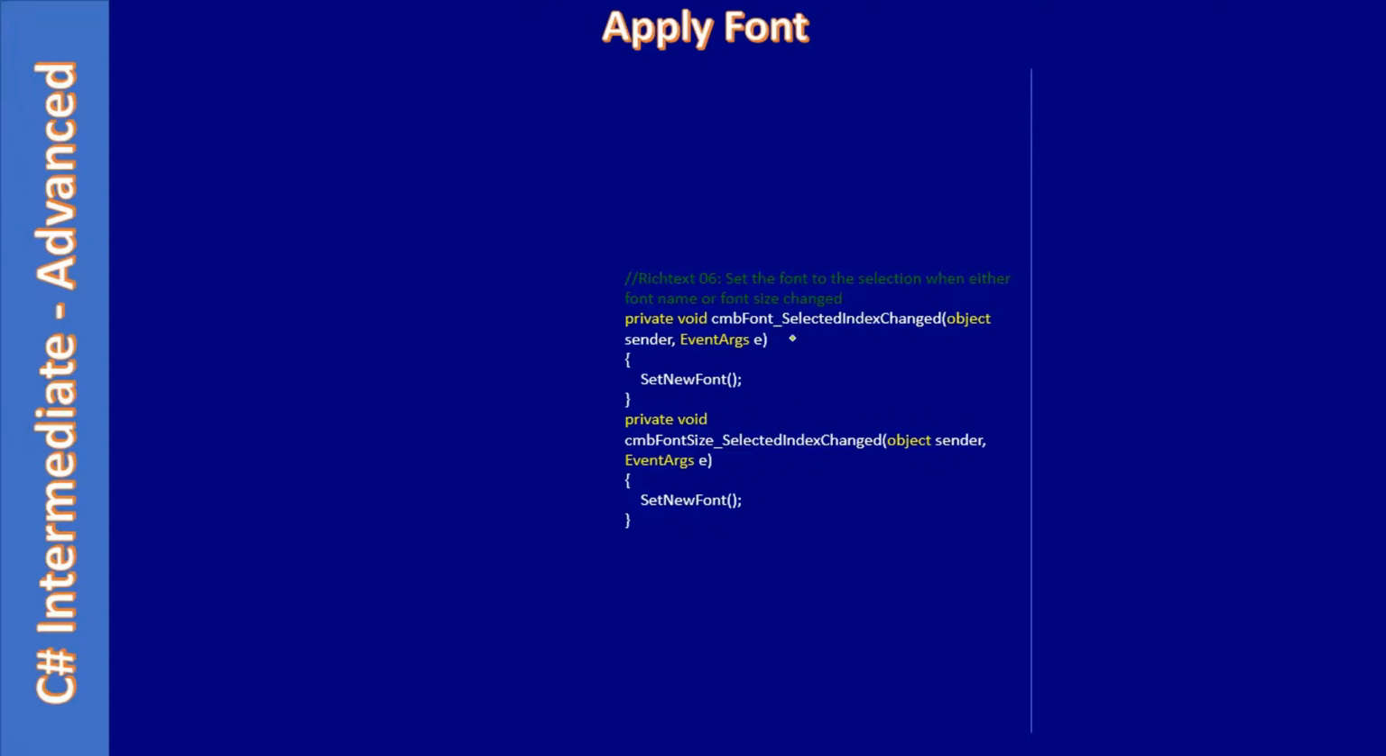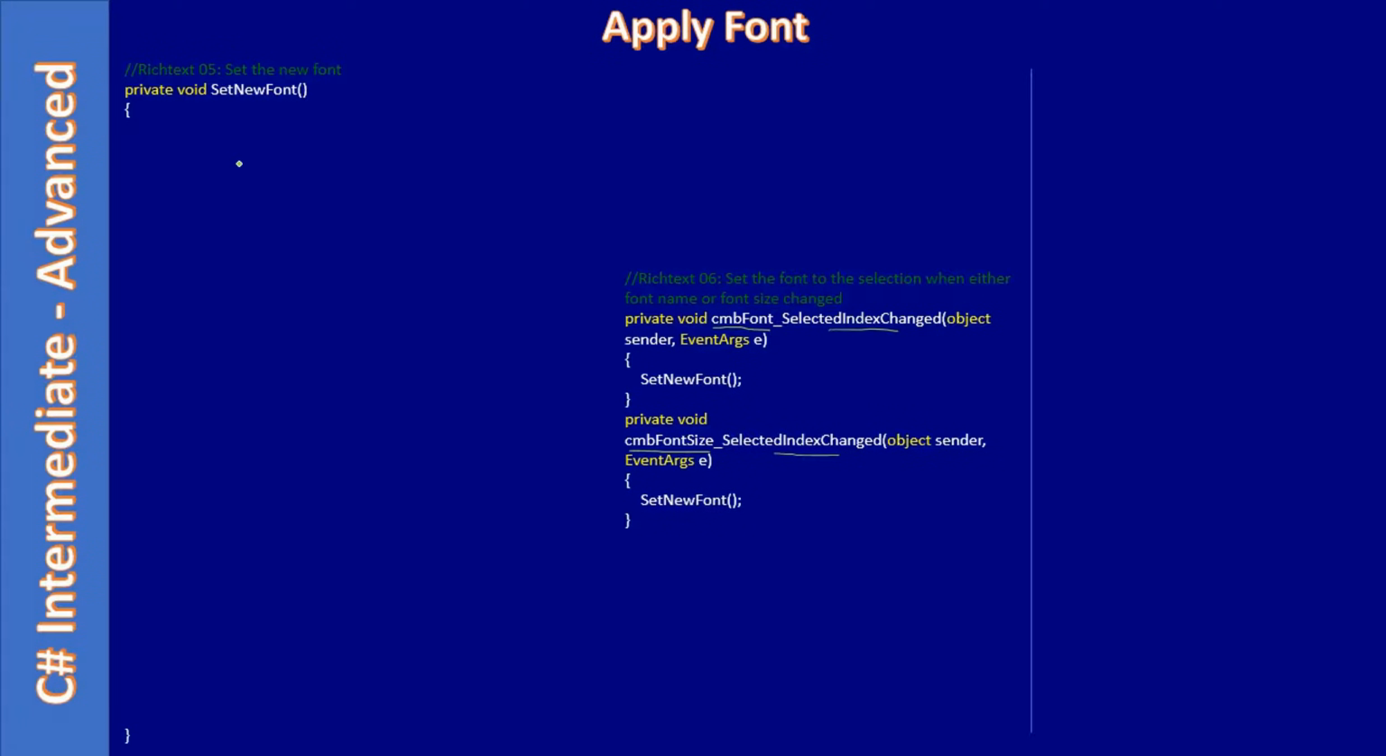So in the previous slide we saw about two combo boxes, right? One is a cmbFont, another one is a combo box font size. So here we are implementing the SelectedIndexChanged. Here also we are implementing SelectedIndexChanged. So here user will be changing the font name, and in the second routine user will be changing the font size. So in both the cases, when selected index is changed, at that time itself we are making call to SetNewFont method.